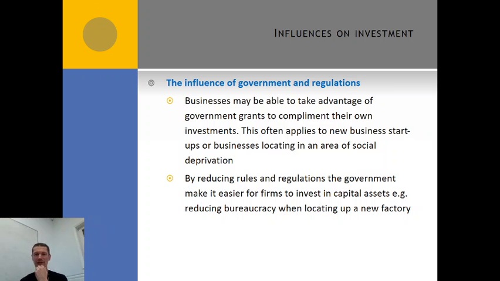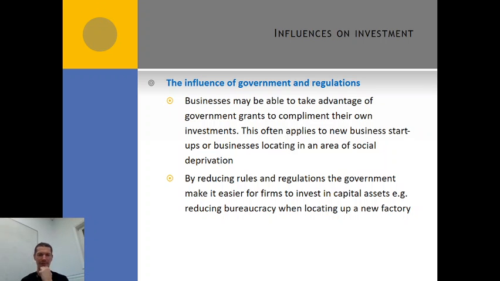And the other thing is starting up new businesses from scratch. You've got things like the Prince's Trust, where young people that want to set up a shop, an enterprise, a business or whatever can go and get free money, because we know that the success rates of startups, new businesses, is so low. Okay? And the last bullet point then, by a government reducing rules and regulations, the government make it easier to invest in capital. For example, the example there, reducing bureaucracy when locating a new factory.